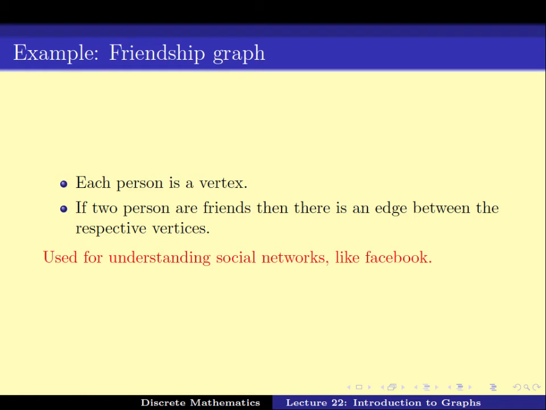There are various examples of graphs, but I have pulled out a few of them. Here is one, called the friendship graph, where every person is a vertex, and if two persons are friends, then there is an edge between the respective vertices. This is used a lot for understanding social networks like Facebook. All the users are vertices, and between any two vertices I draw an edge if they are friends on Facebook. The question is how well connected they are, and so on.